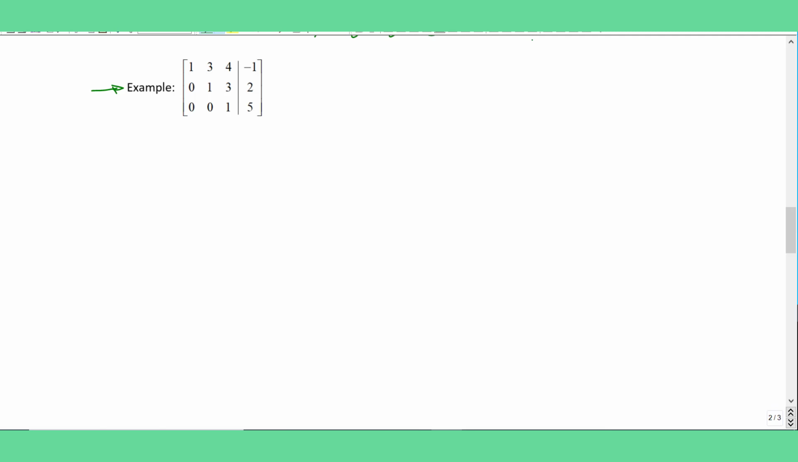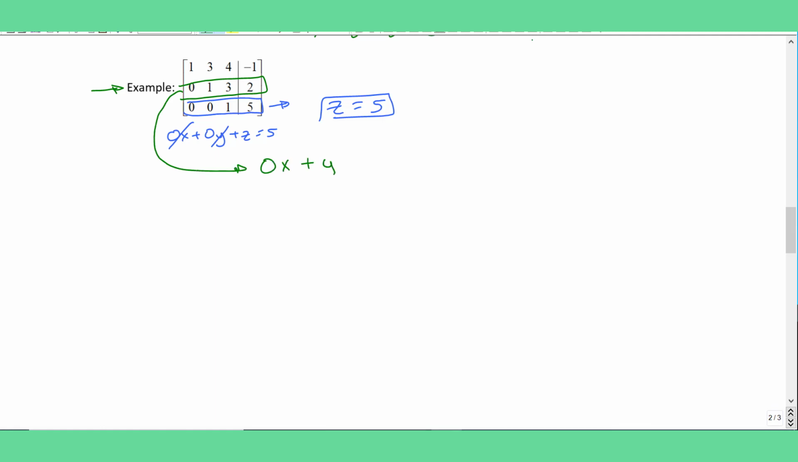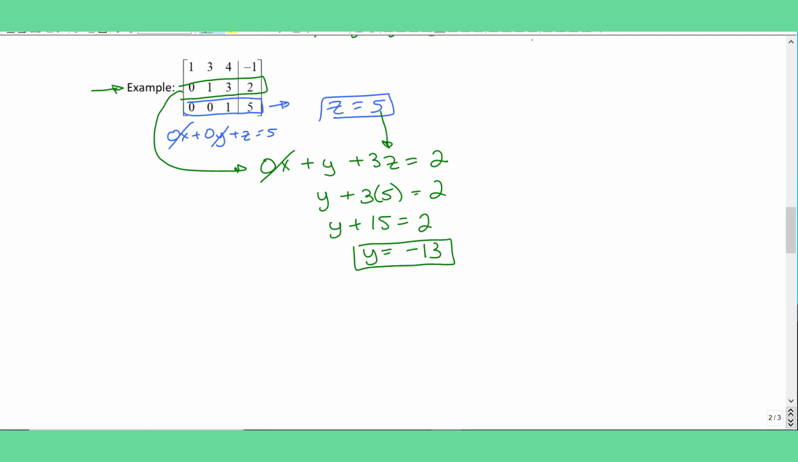Well, hopefully you're back. And again, we're going to start from the bottom. We're going to look at this. And this just says 1z is equal to 5. Remember, this was 0x plus 0y plus z equals 5. Our next equation is this one. Come down here. And that says 0x plus 1y plus 3z is equal to 2. I substitute in what z is. So y plus 3 times 5. So that's plus 15. Subtracting 15, I get -13.